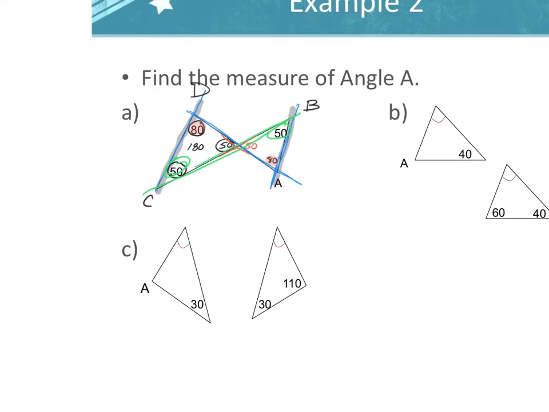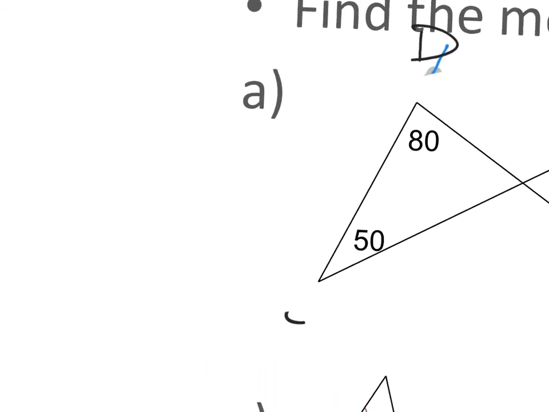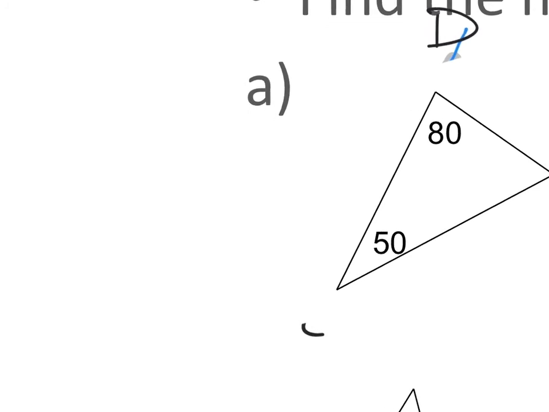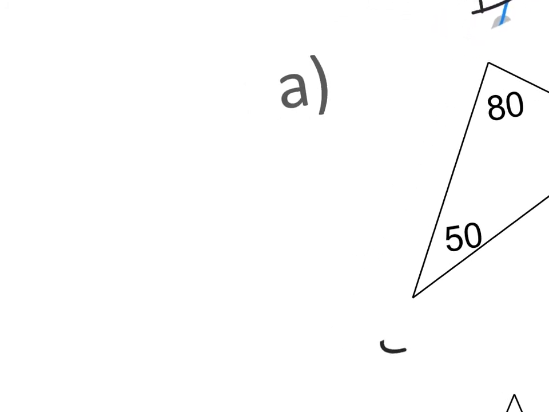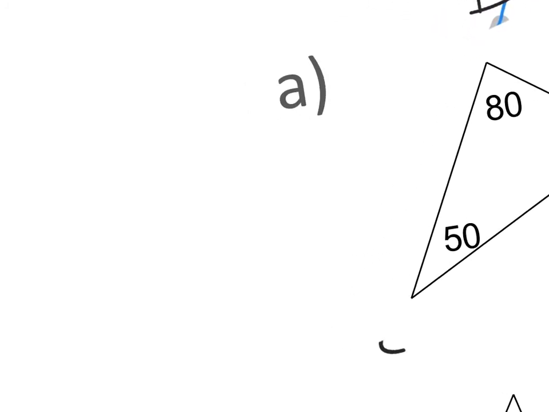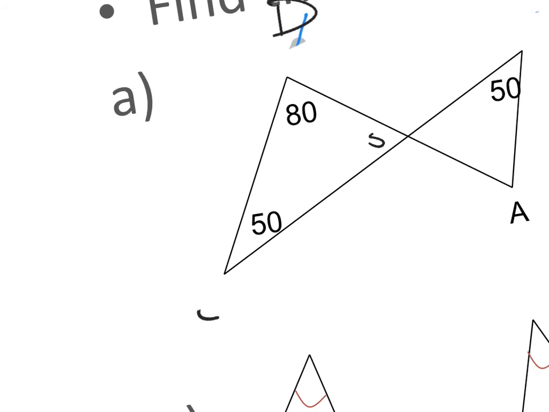Okay, so let me go back then. This is what we did. Let me erase this. Okay, let's look at this triangle right here. Let's look at that triangle right there. What is the missing angle? How did you know that? Because you add 80 and 50 and subtract it, and you got 50.